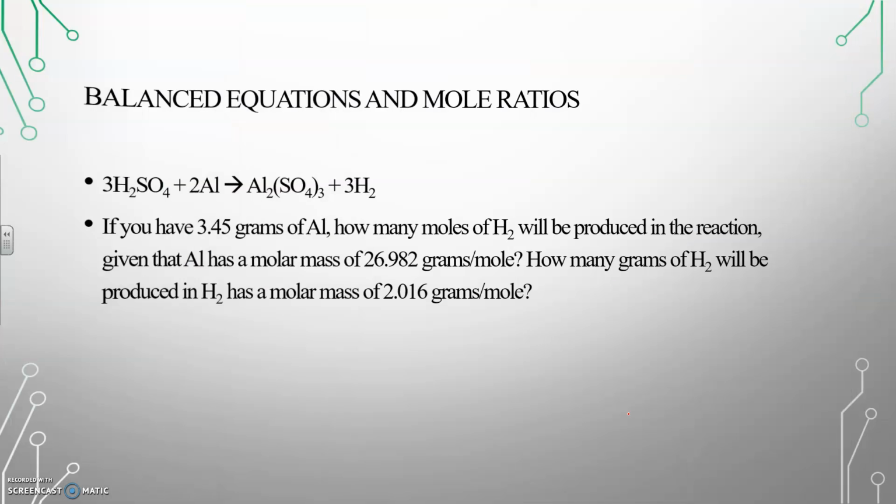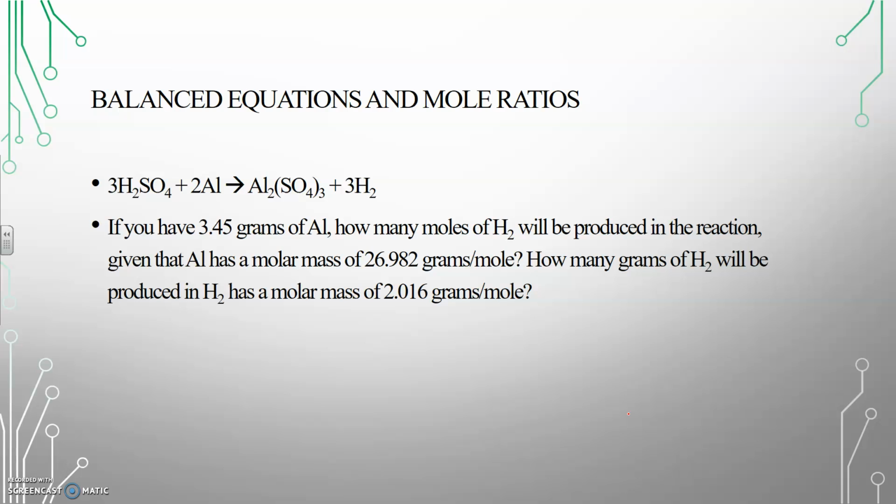Alright, so let's look at a continuing example on this one. If you have 3.45 grams of aluminum, how many moles of H2 will be produced in the reaction, given that aluminum has a molar mass of 26.982 grams per mole? And then a second question is how many grams of H2 will be produced, given that H2 has a molar mass of 2.016 grams per mole.